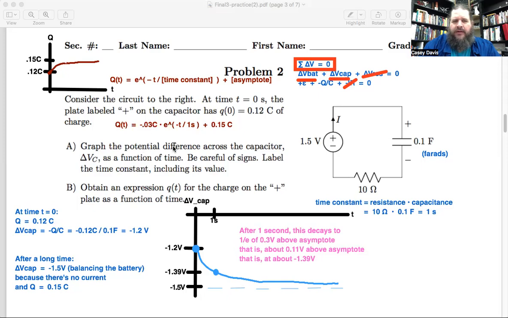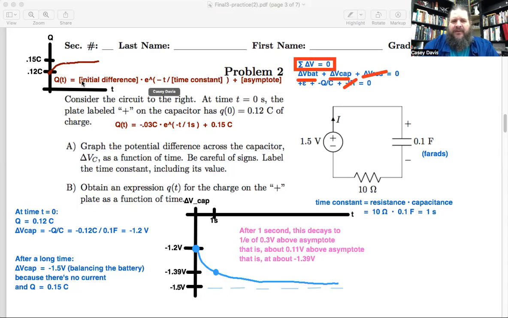So this should work. And you can check by filling in some values. If you fill in 0 for t and find q, you should get 0.12 coulombs. If you fill in a very large number for t, like a million or something, this should result in 0.15 coulombs, or very close to 0.15. But this format should work. You've got an initial difference times e to the power of negative t over time constant plus the asymptote.